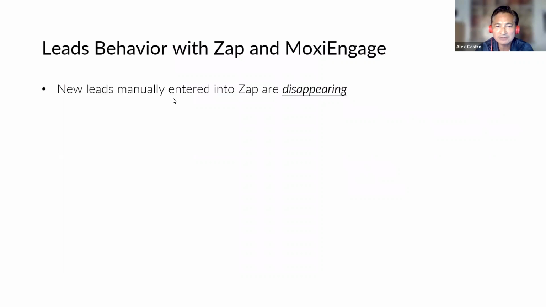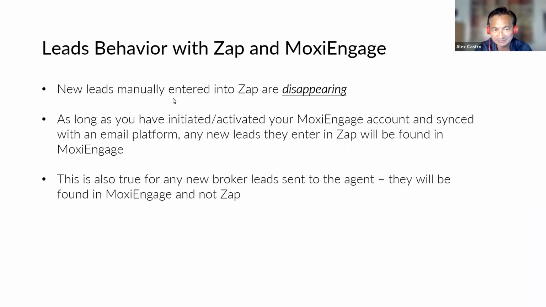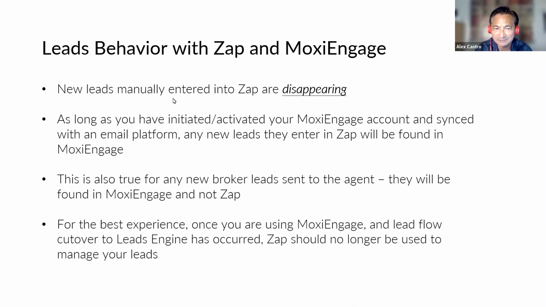Okay, so some of you, I just want to address: if you see leads that are disappearing in Zap, guess what? You need to activate your MoxiEngage account, and then you will find those new leads in MoxiEngage. They're not going to appear in Zap anymore after that lead's cutover date. Does that make sense? So any new lead that you get will be found in MoxiEngage, not your old system. Just want to make sure that's clear.